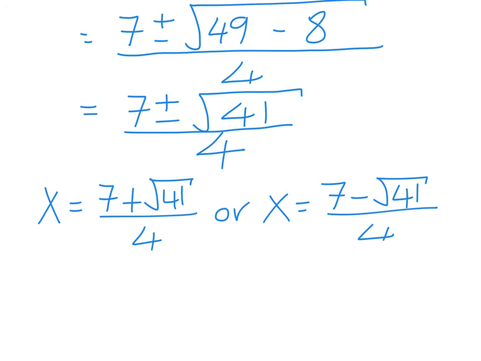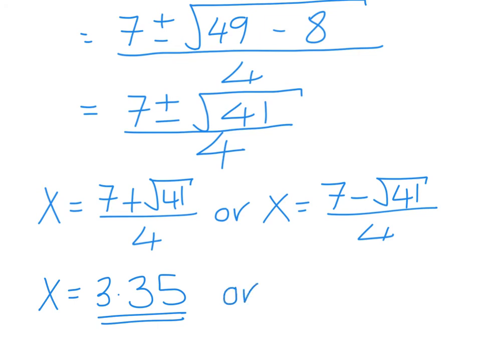So using a calculator, we can now work these out. So the first of these is x equals 3.35, rounded to 2 decimal places as requested in the question. Or, and for our second answer, x equals 0.15, once again rounded to 2 decimal places as requested. Those are our 2 solutions and the answer to the question.